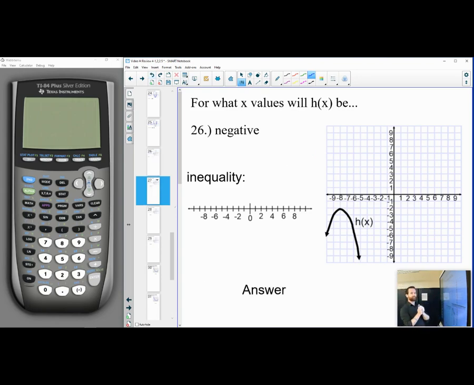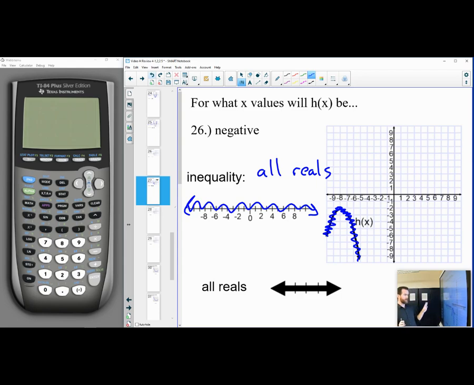Number 26, same graph, but now it's asking for what x values will h of x be negative. Now we're thinking below the x-axis. And let's see, this part's below the x-axis, and that part's below the x-axis, so all of it's below the x-axis. So we don't really need an inequality. I would just say all reals or all real numbers, and I'd shade the whole thing in both directions. Hopefully that's what the answer key says, all reals and shaded everywhere. All right.